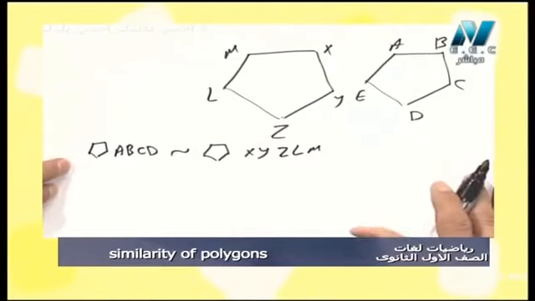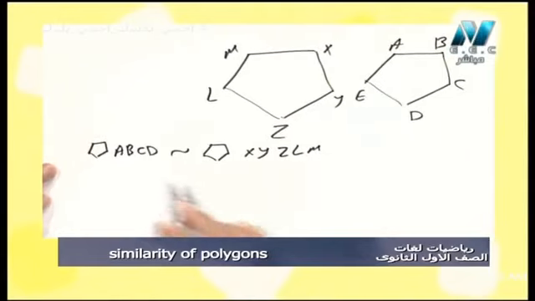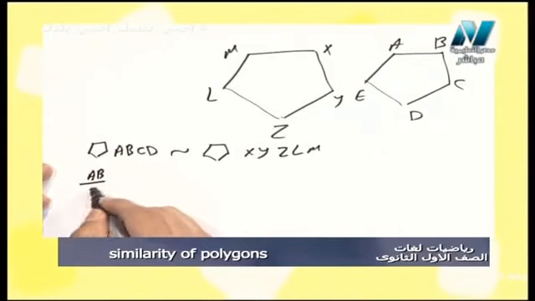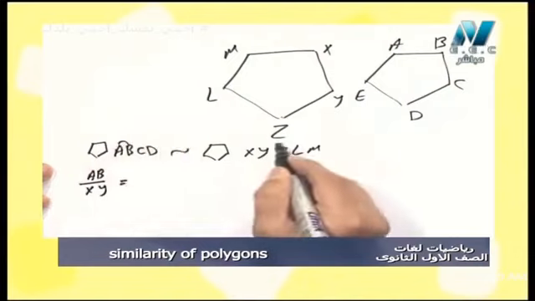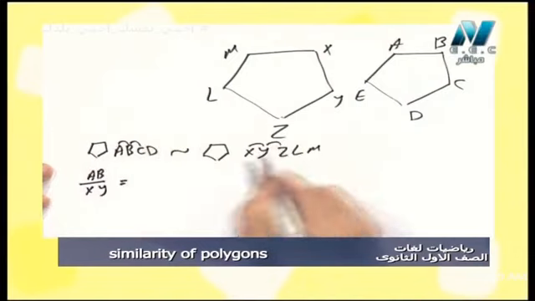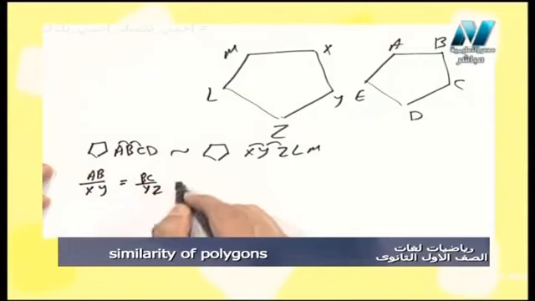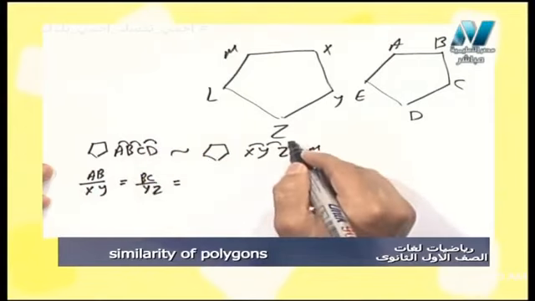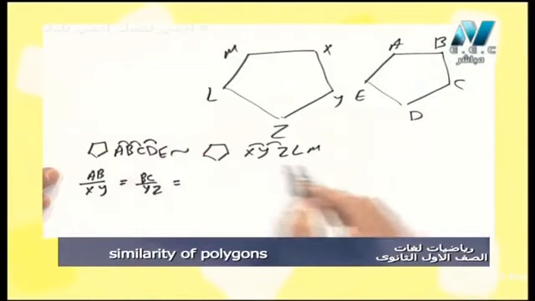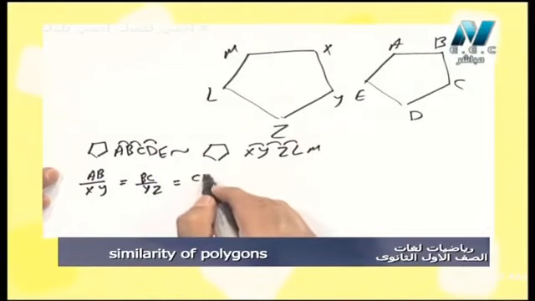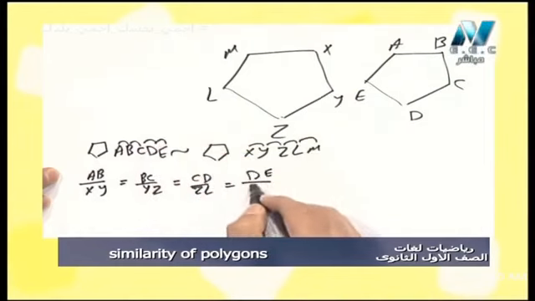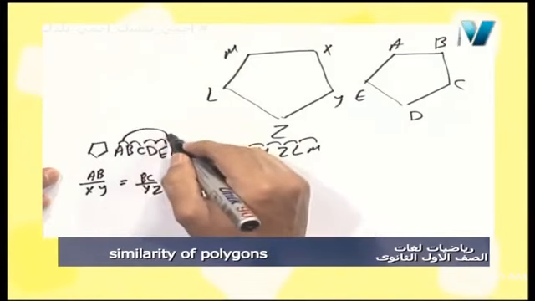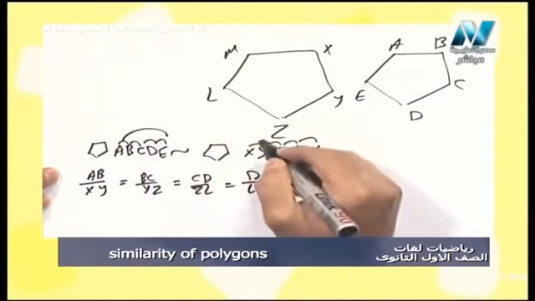We know about the properties of ratio. If we say that AB over XY, because they are similar, it will be equal to BC over YZ, of course equal to CD over ZL, equal to DE over LM, of course equal to AE over XM.